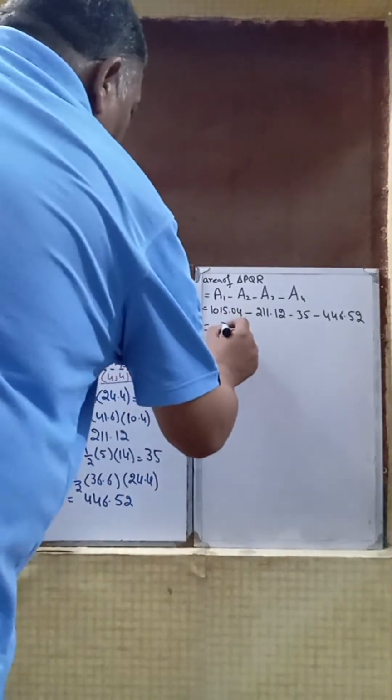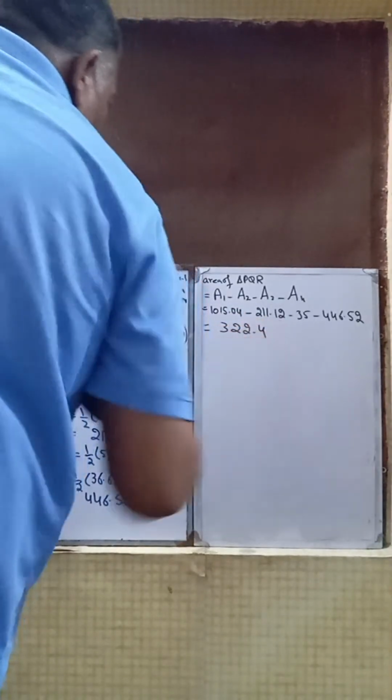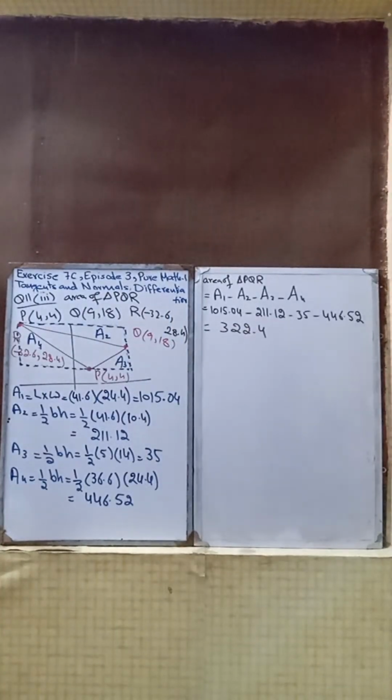My answer is 322.4. Let's check. This is the area of the triangle PQR. They say the area of the triangle will be 317.2. Our answer is 322. I think we made some kind of mistake. Let me recheck the calculations. The point P is 4 comma 4, the point Q is 9 comma 18, and the point R is minus 32.6 and 28.4.